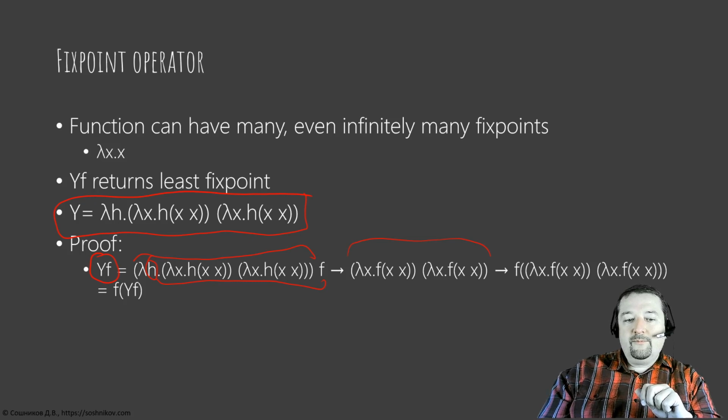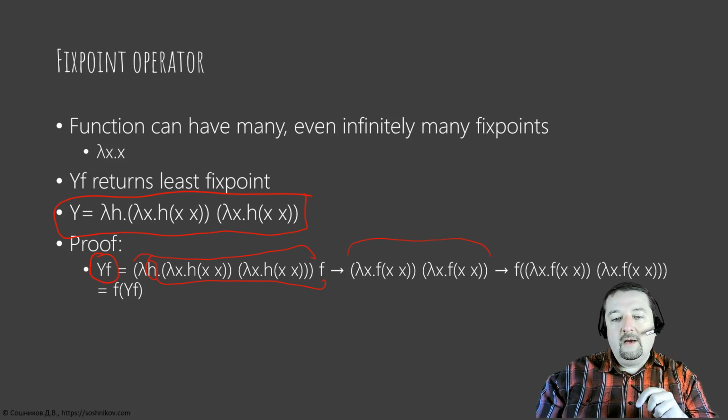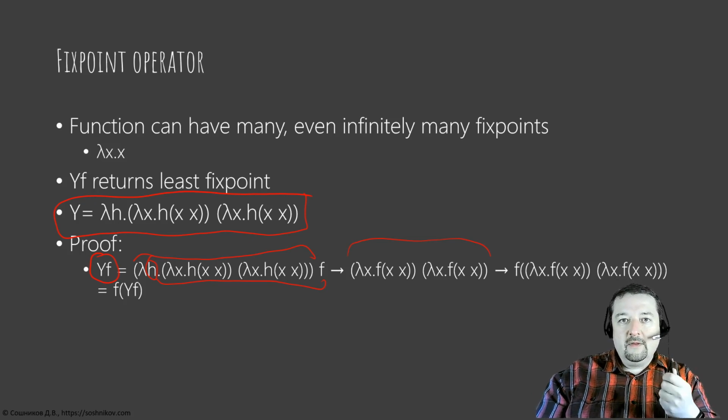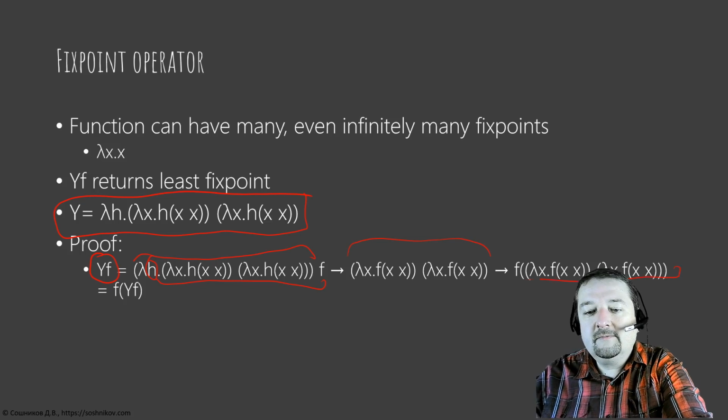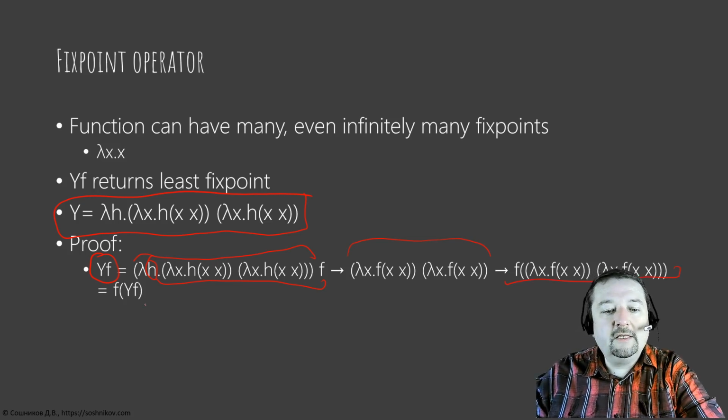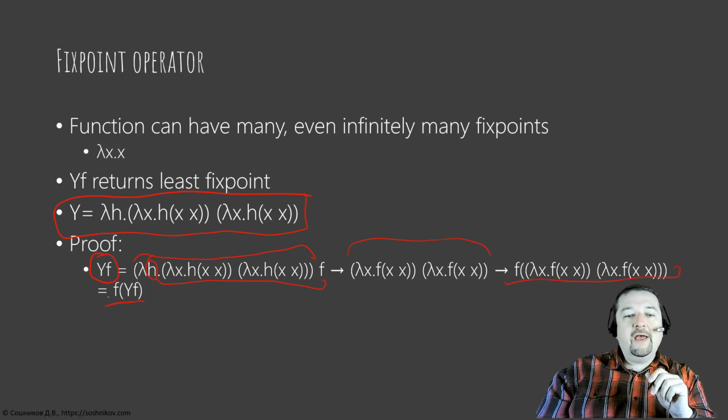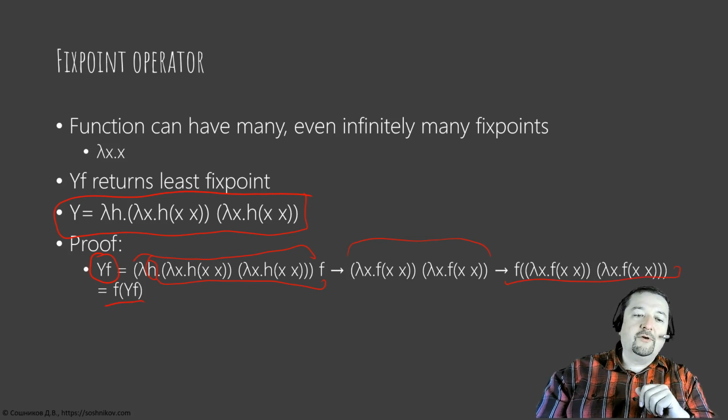Now, what we do here, we again apply beta reduction. So we end up with an expression like this. And you can see here that we end up exactly with f of Y f. And this is the definition of a fixed point, right? It is not changed when we apply f to Y f.